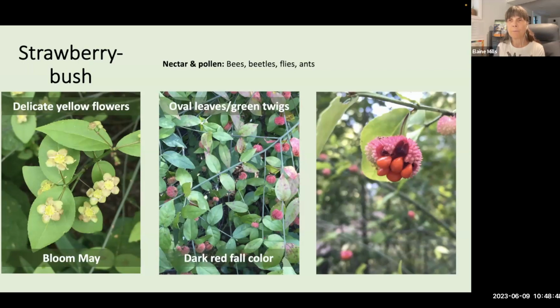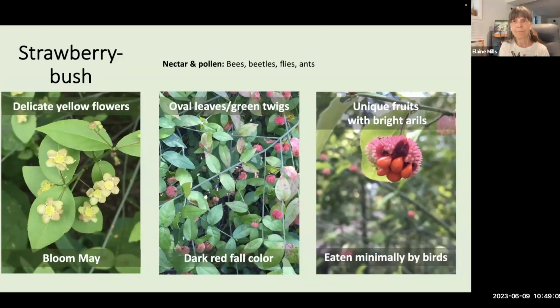It has oval leaves on distinctly green twigs, and those leaves will take on a dark red fall color. But the truly outstanding feature of strawberry bush are these unique fruits. They have a rather warty raspberry-colored outer covering, and then they open to reveal these almost day-glow orange-red bright arils. They are the fleshy covering to the seeds, and they are eaten to some extent by birds.